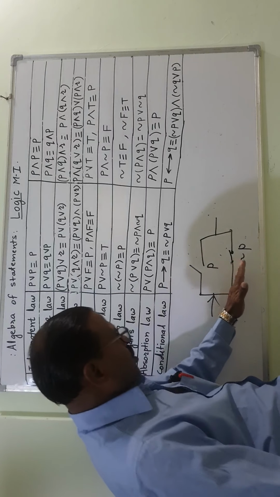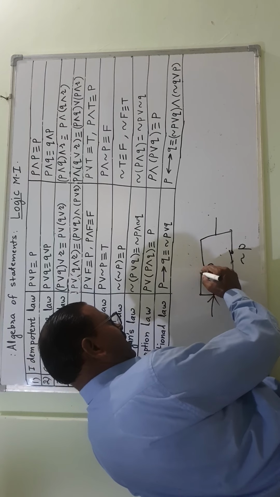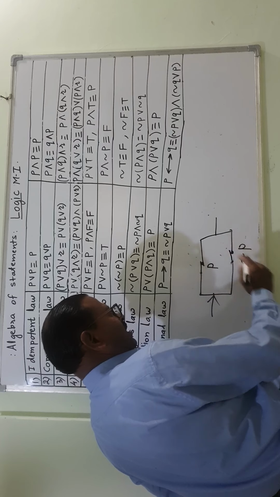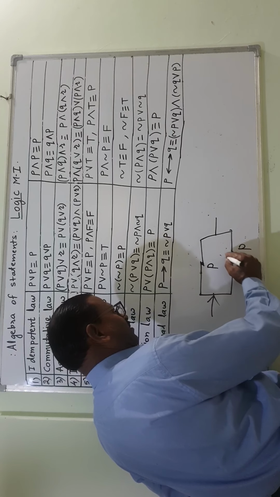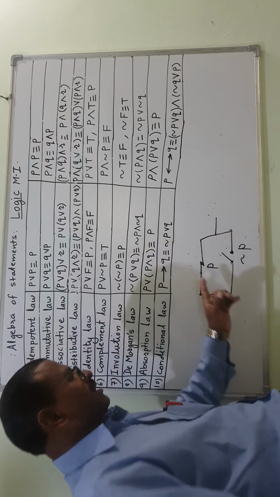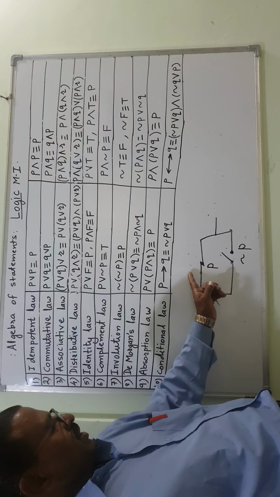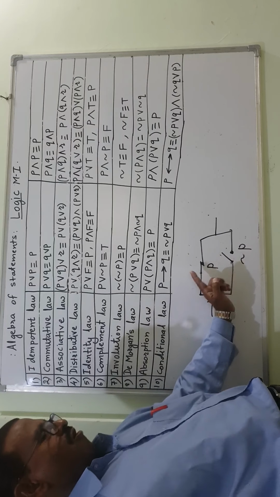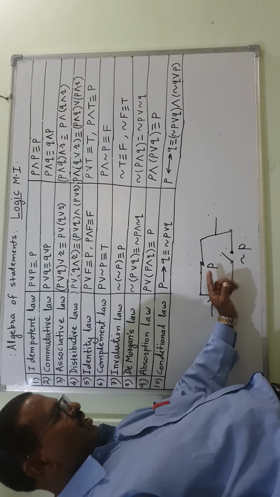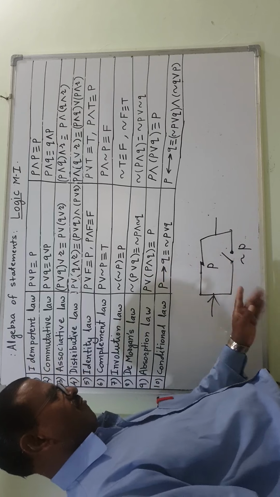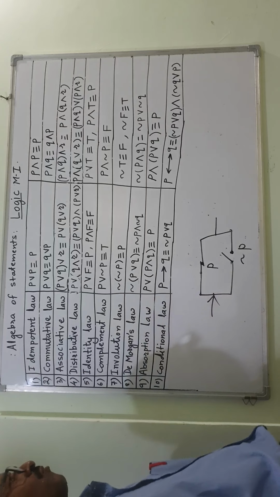Now if this is on, meaning if this is closing, this will be opening. These are the two poles of the same switch. If this is becoming on, this will be off. Now we will see the result. What would be the result?